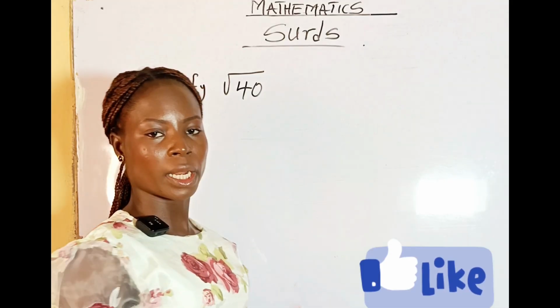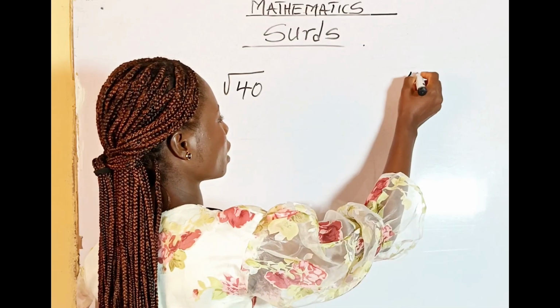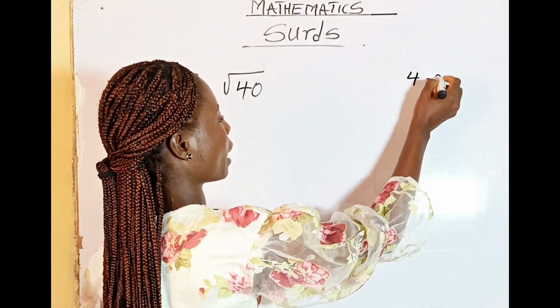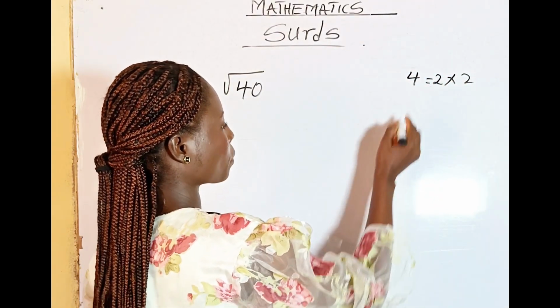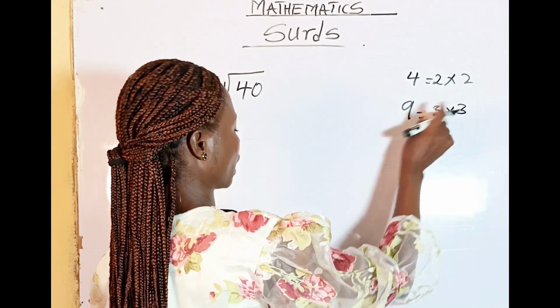A perfect square is that number that you get when you multiply a whole number by itself. For instance, 4 is actually a perfect square. If you multiply 2 by itself, we are going to get 4. 9 is a perfect square. If you multiply 3 by itself, you are going to get 9.